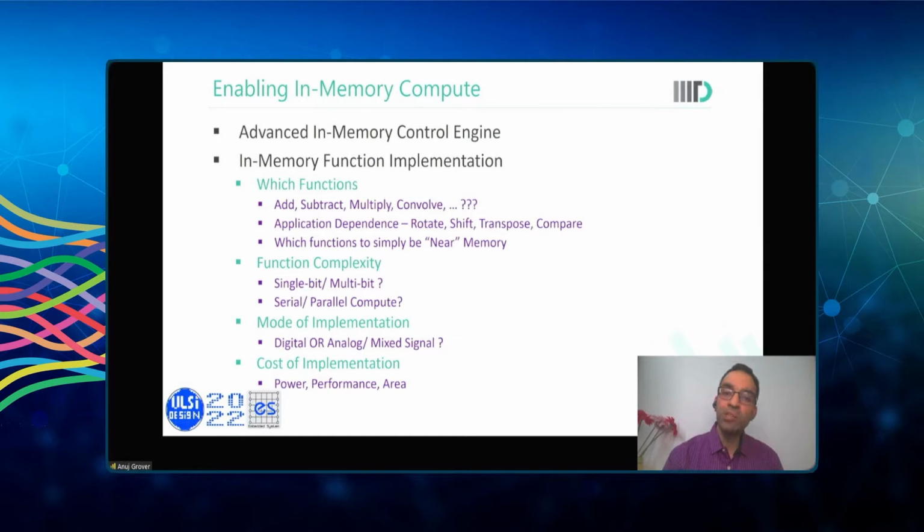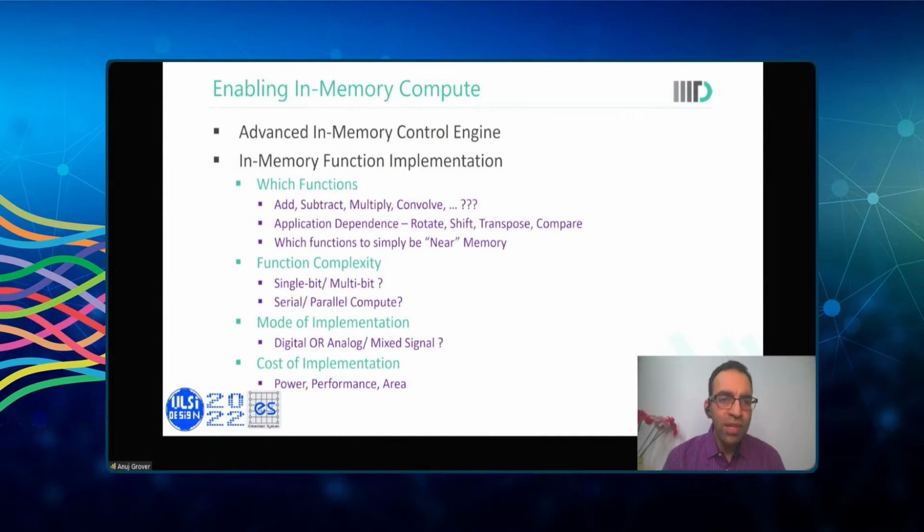For example, an image processor would require something like a transpose function or a shift function or a complement function. You would need compare functions, you would need shift functions, you would need rotate functions, and so on. So which of these functions do you want to put inside the memory is a question that you have to ask yourself when you want to enable in-memory compute.